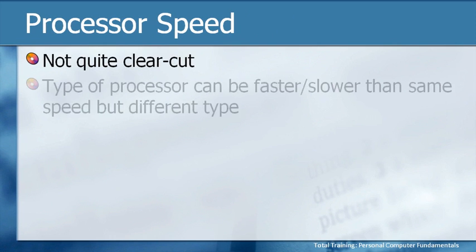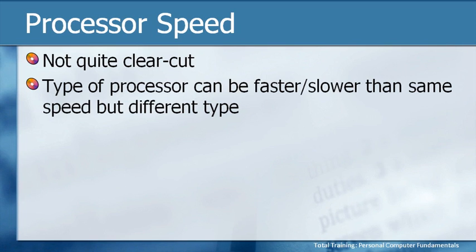But what about the processor's speed? Well, it's not quite as clear-cut as just saying, tell me what the speed is. Here's why. The type of processor can be faster or slower than the same speed of a different type of processor. Let me give you an analogy for that. Let's say that you and somebody else are supposed to both go to the grocery store. You both can drive exactly 35 miles an hour from the time you start till the time you get to the store, so your speed is the same. But if you know a direct route to the store, and your friend doesn't know that route and has to go a little bit longer way, obviously you're going to get to the store faster than they are.